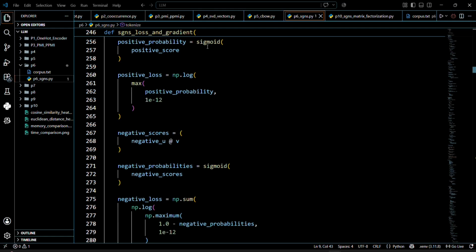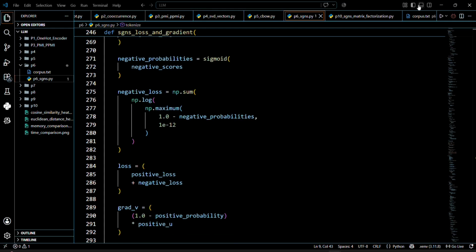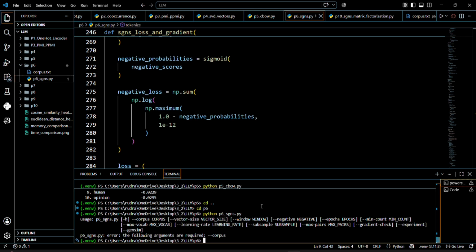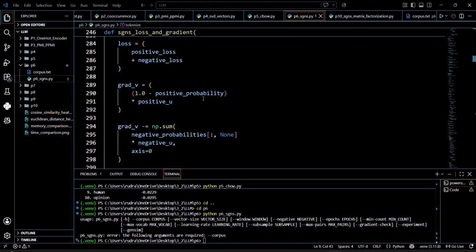The objective maximizes the probability of the positive pair and minimizes the probability of negative pairs. I verify the analytical gradient using a finite difference numerical gradient. The maximum relative error is below the required threshold, so the gradient check passes.